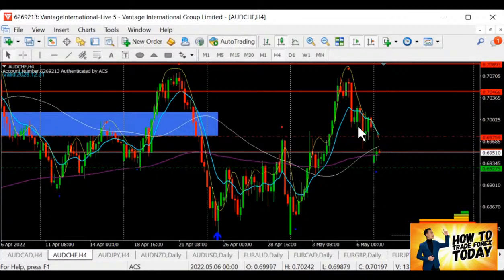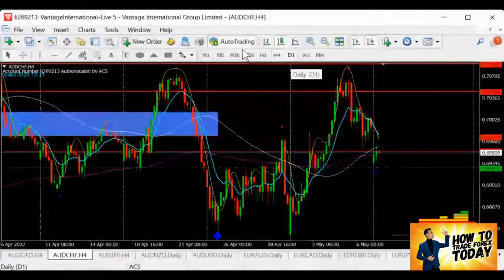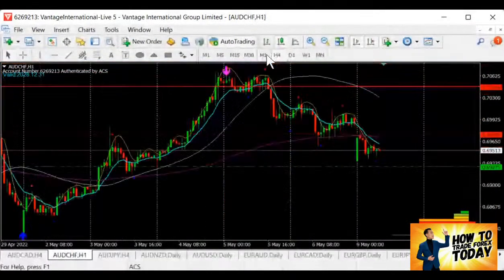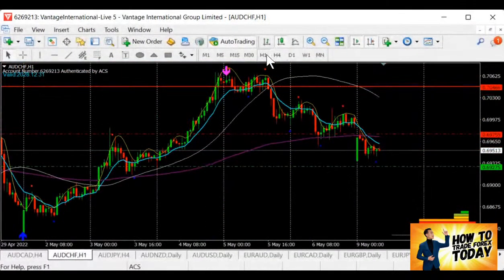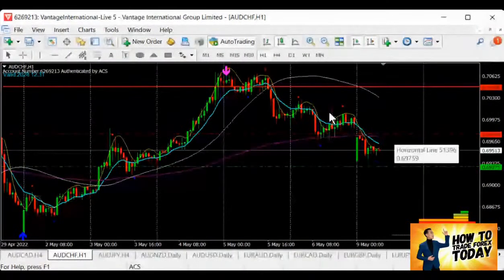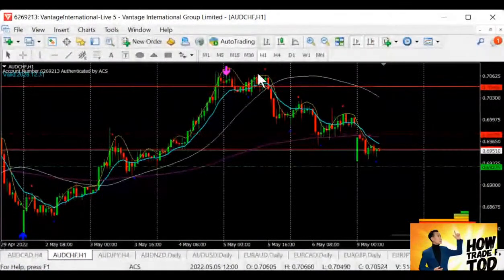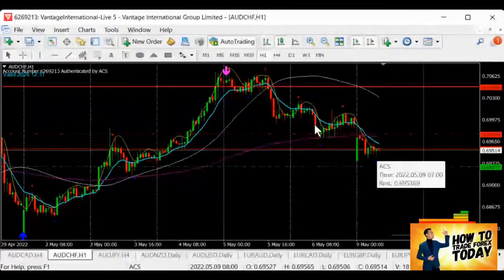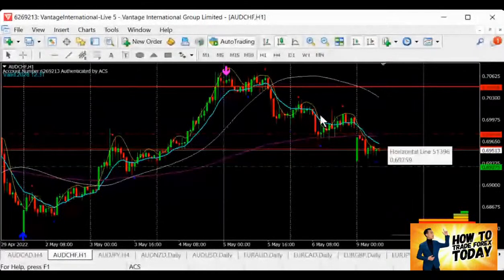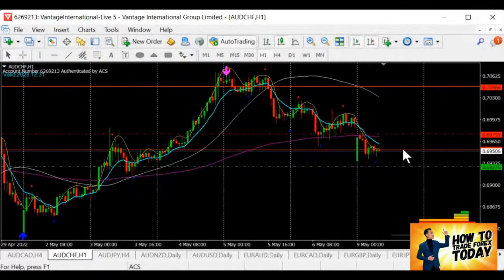Over here, to sell this Aussie franc, I'm going to wait for it to hit on the resistance over here. As you can see in H1, I want a new cycle to sell when it hits on the resistance, a new cycle of green, red. Then we will start selling from there.